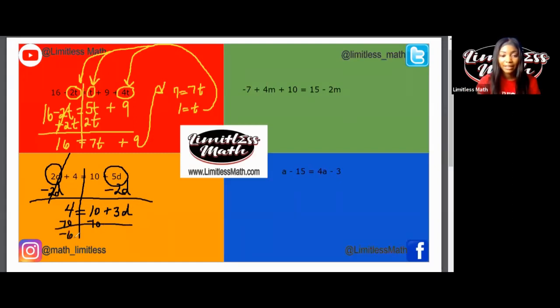I get negative 6 equals 3d. Divide both sides by 3. Coming over here because I'm out of room. Gives me negative 2 equals d. Check me, let me know if I make mistakes.